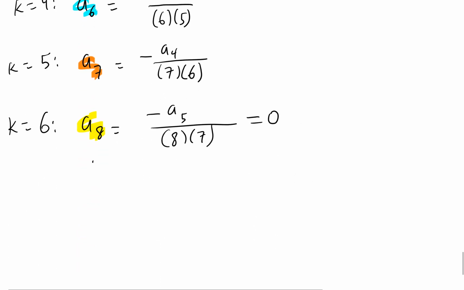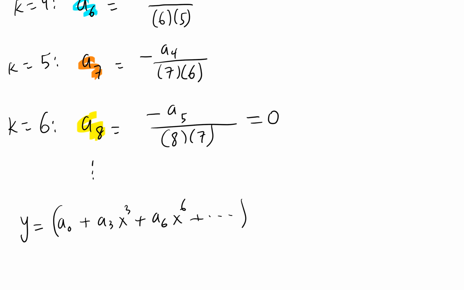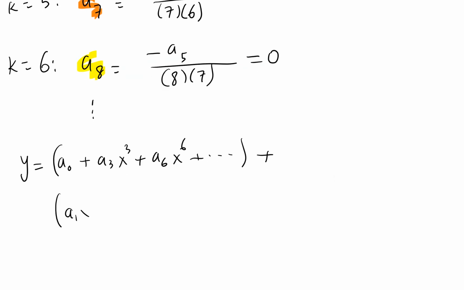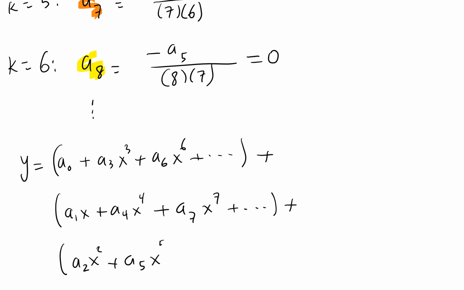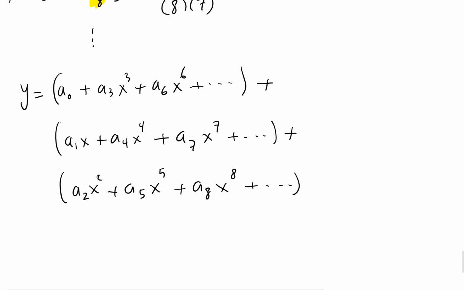So I'm going to start writing that down. The solution: I'm going to group A0 plus A3 x cubed plus A6 x to the 6 together from the original series, plus I'll group A1 x, A4 x to the 4th, A7 x to the 7th, going up by 3. I group them together. Plus I group A2 x squared, A5 x to the 5th, A8 x to the 8th. And let's see what we get here.